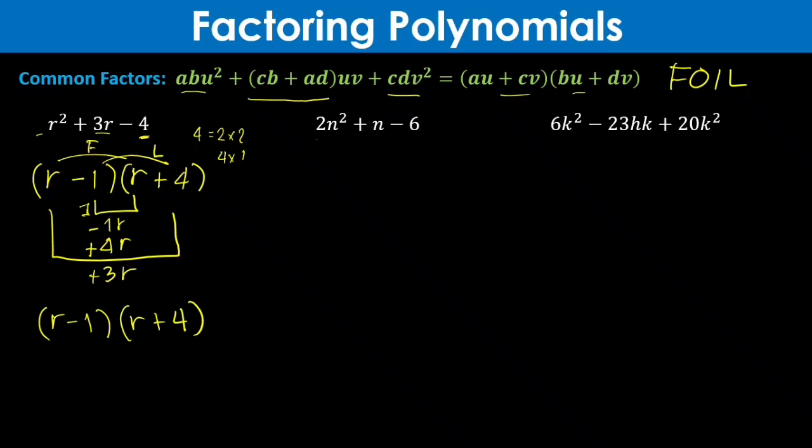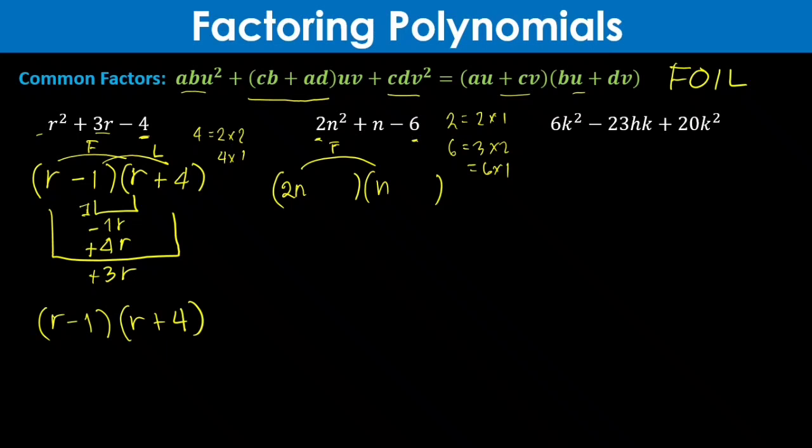Now we have the first term and the last term here. And the factor of 2 is 2 times 1, nothing else. The factor of 6 can be 3 times 2 or 6 times 1. Okay, so let's do the trial and error. Let's write down the 2n here and the n here. So if we multiply the F of our FOIL, we have 2n squared. Okay, that gives us the first term.